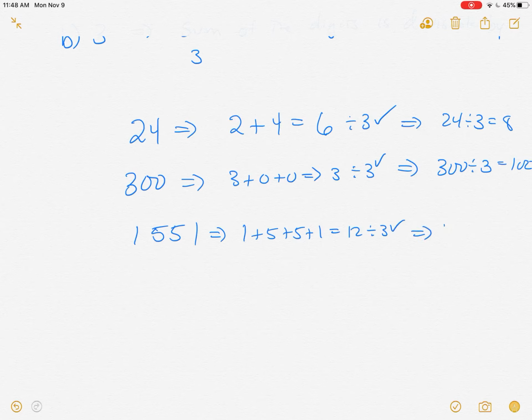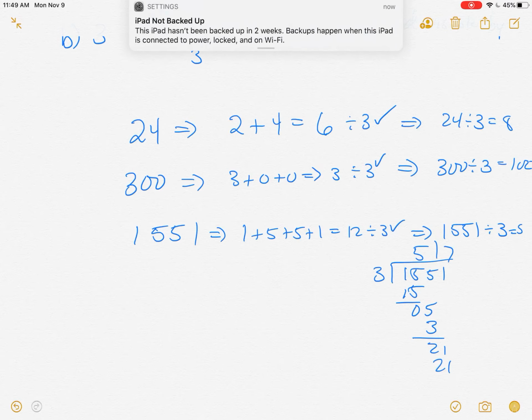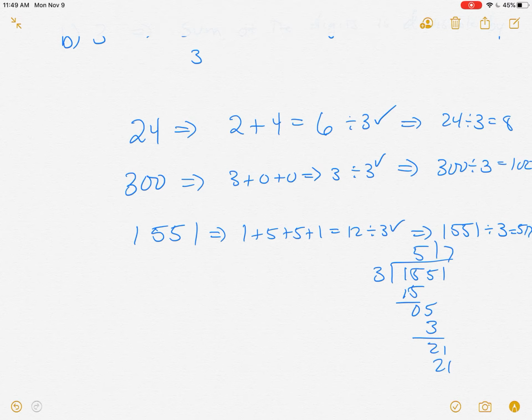5 times 3 is 15. 1 times 3 is 3. And 7 times 3 is 21. So 1551 divided by 3 is 517. So there are some nice divisibility rules that can help us out. There's one more that we should cover that you're probably already aware of.